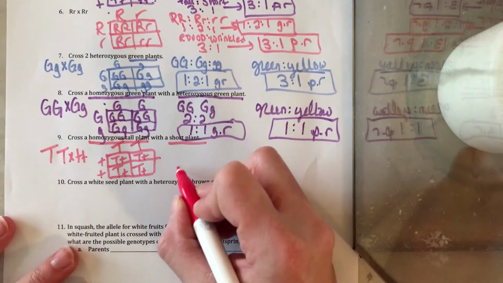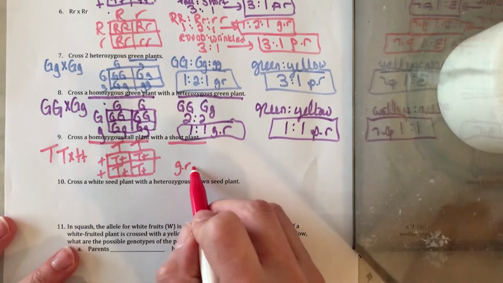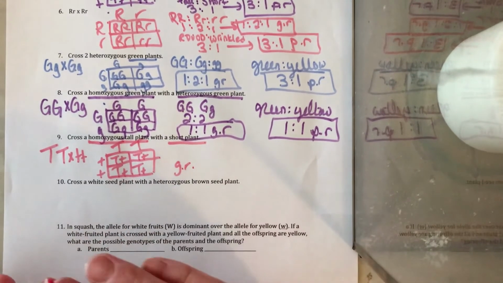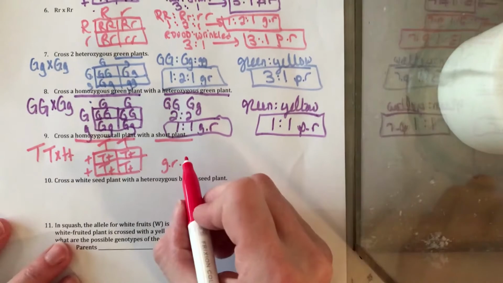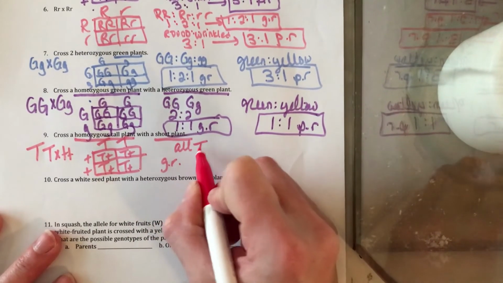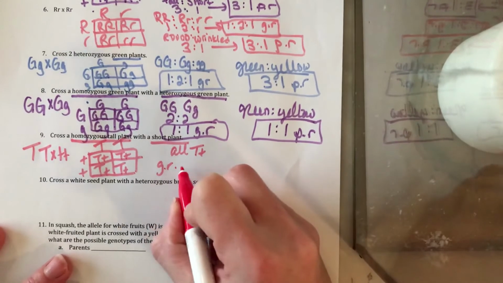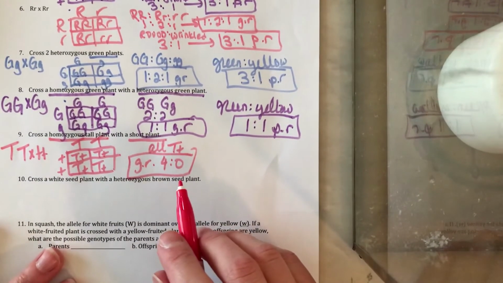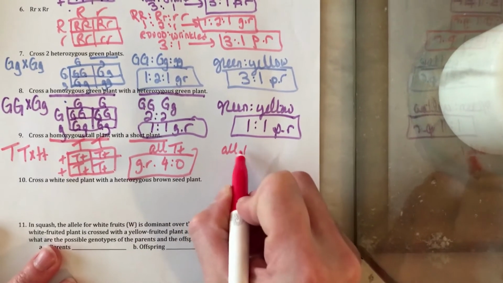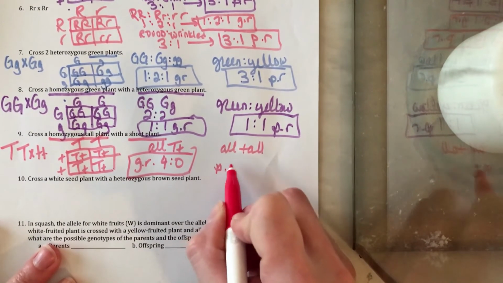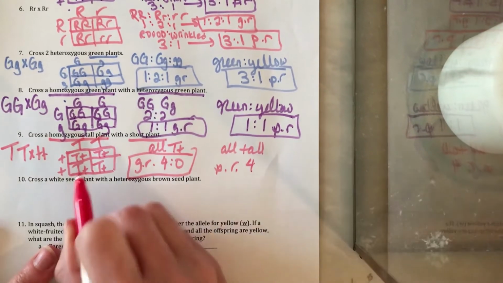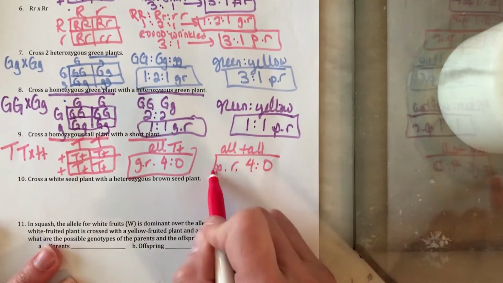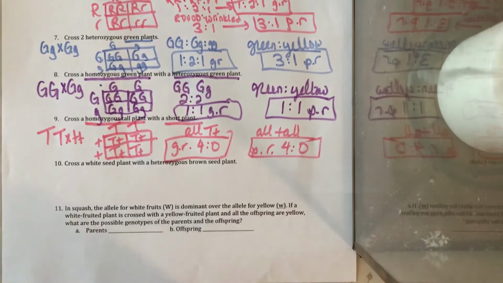So the genotypic ratio is when you see that we have all of one possibility. If they're all these hybrids, we say we have 4 of one and none of anything else. So there's our genotypic ratio. For the phenotype, they're all tall. So for the phenotypic ratio, we have 4 talls and none of anything else.